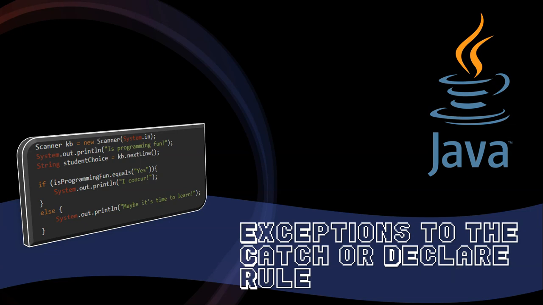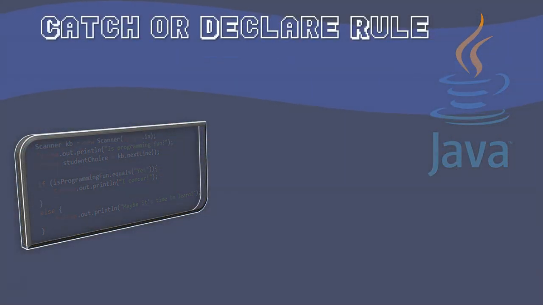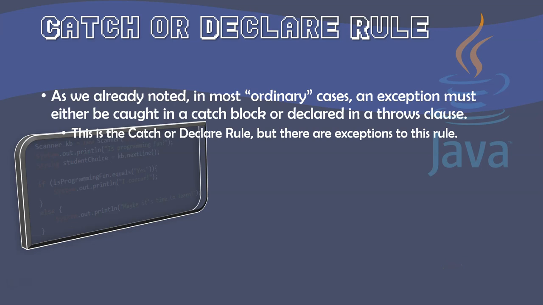And welcome back. As we continue our conversation around exceptions, today we're going to look at the exceptions to the catch or declare rule, which we introduced in our last lesson. Just to recall, the catch or declare rule says that in most ordinary cases, an exception must either be caught in a catch block or declared through a throws clause.